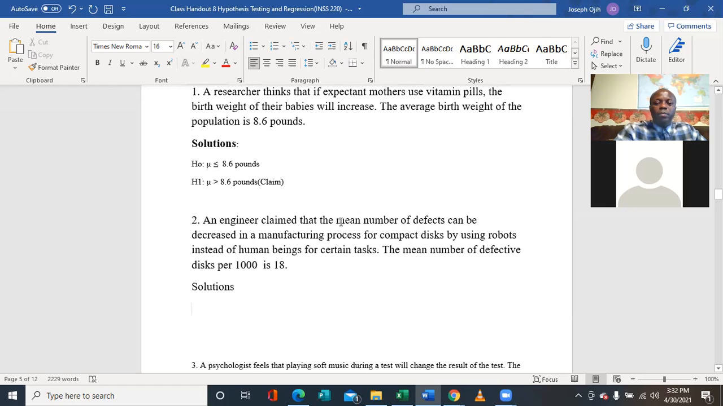So here are the keywords: mean number of defects. That shows that they are averages. Then another keyword here is decreased. That's decreased, which shows that you're going to use the less than symbol. So you have your H0 and your H1.